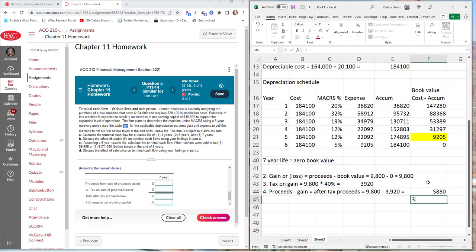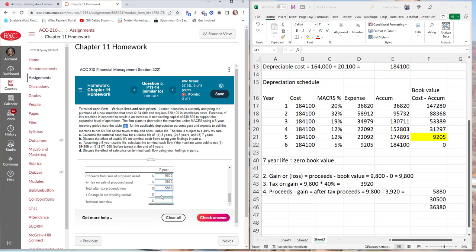$5,880, and remember we still have to release that working capital of $30,500. Add both of them together, 36,380. So proceeds from sale, $9,800, tax, $3,920, total after-tax proceeds, $5,880. Add back the working capital, $30,500, and we come out to 36,380.